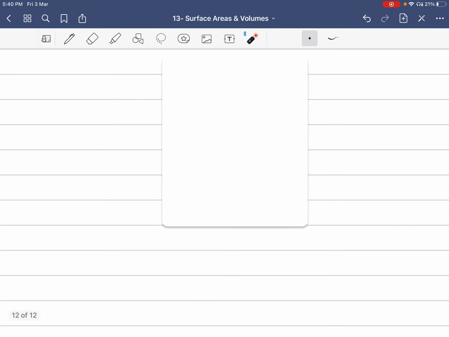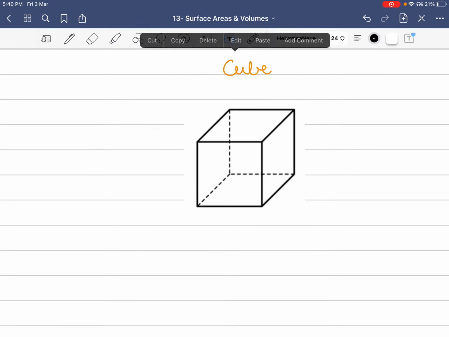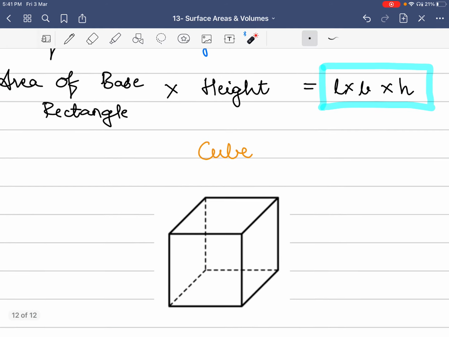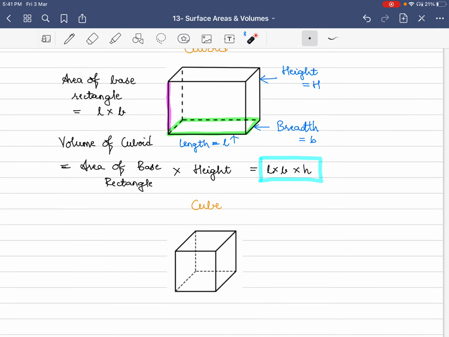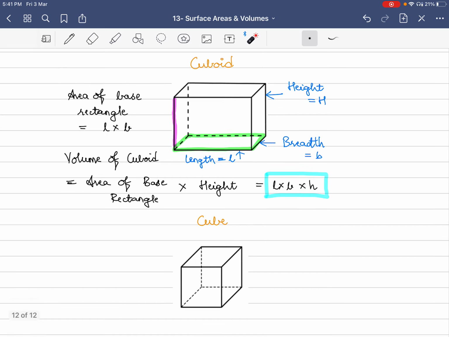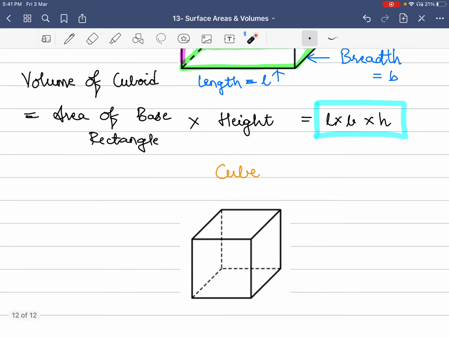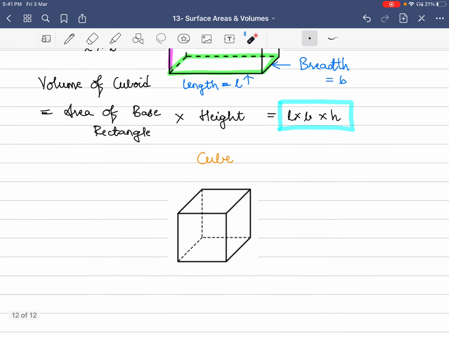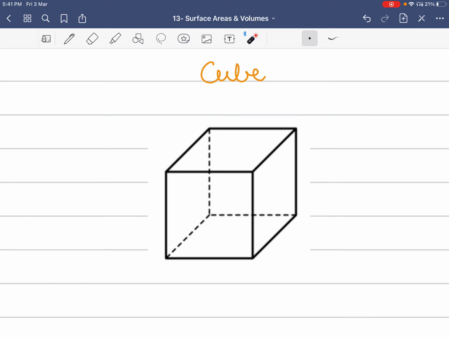Now let's come to another figure, which is nothing but cube. So this is our cube. Now we all know in cube, the sides of the cube are all equal to each other. That is the only difference between the cube and the cuboid. In cuboid, the length, breadth and height will be different from each other. But if the length, breadth and height are equal to each other, then we get a cube. The main difference is that in cuboid we have a rectangular base, whereas in cube this base is a square. That's the only difference. Otherwise, cuboid and cube are quite similar to each other.